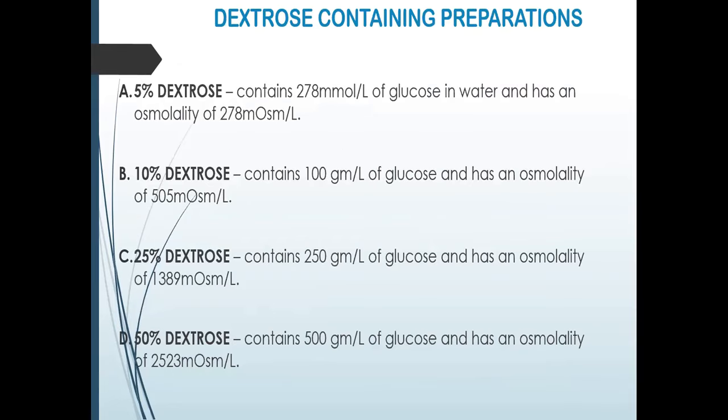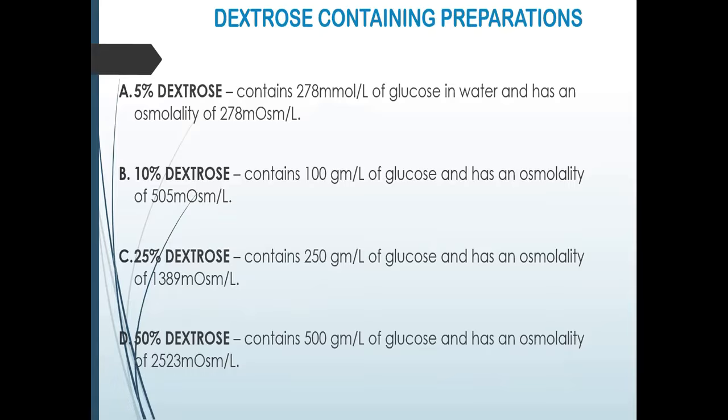Third in line are the dextrose containing preparations. The commonly available dextrose containing preparations are 5% dextrose, 10% dextrose, 25% dextrose, and 50% dextrose. 5% dextrose, as the name suggests, will contain 50 grams per liter of glucose in water and has an osmolality of 278 milliosmoles per liter.